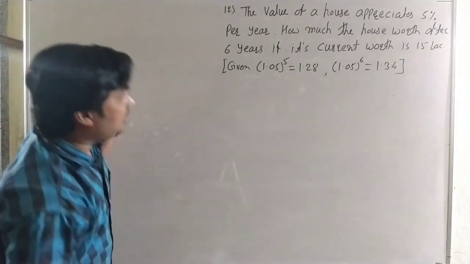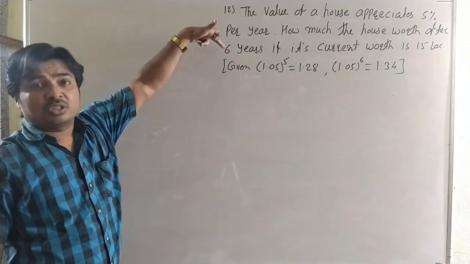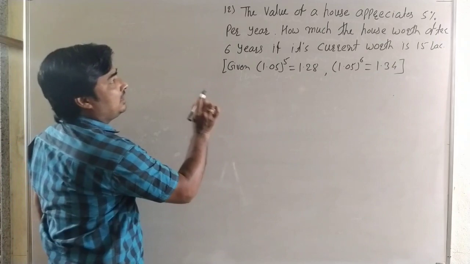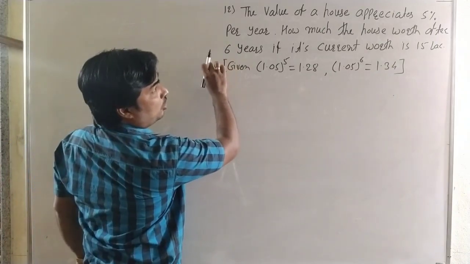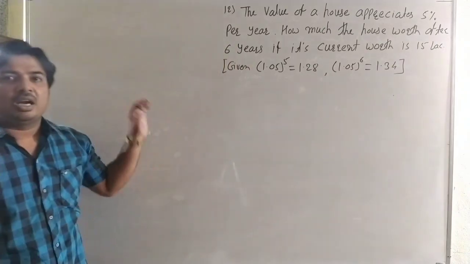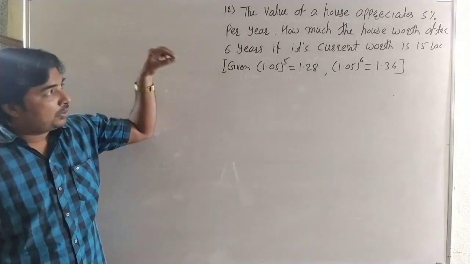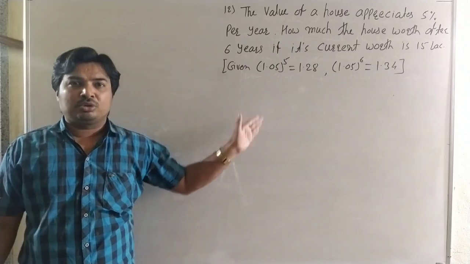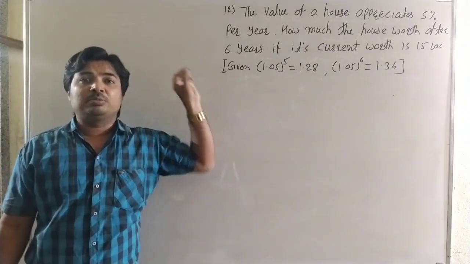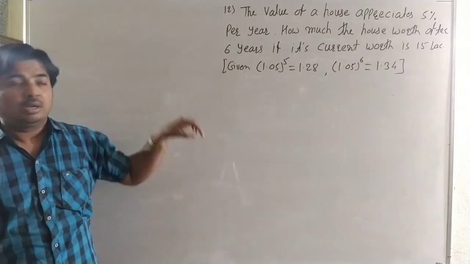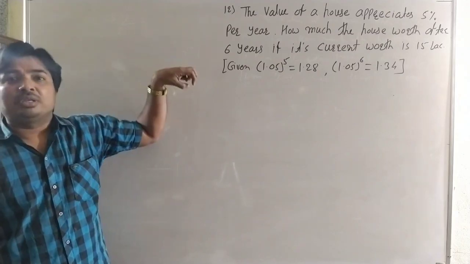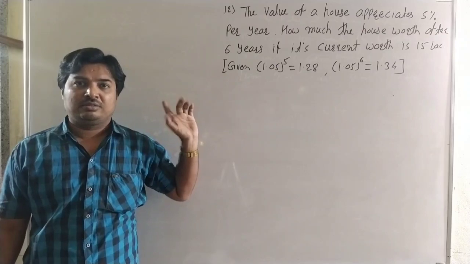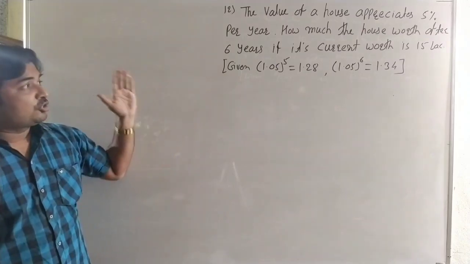It increases year by year by 5%. And we want to find the value after 6 years. After 6 years: first it is 15, then the second year, then third, fourth, fifth and sixth. That means we want to find the 7th term, but does the sequence form a geometric progression or an arithmetic progression? See carefully here. It is a geometric progression.